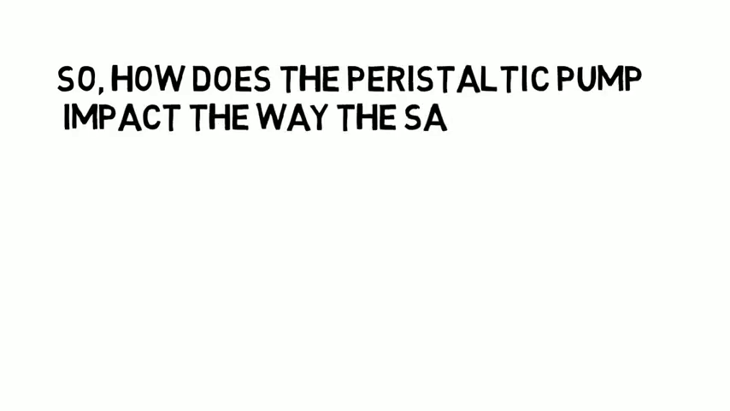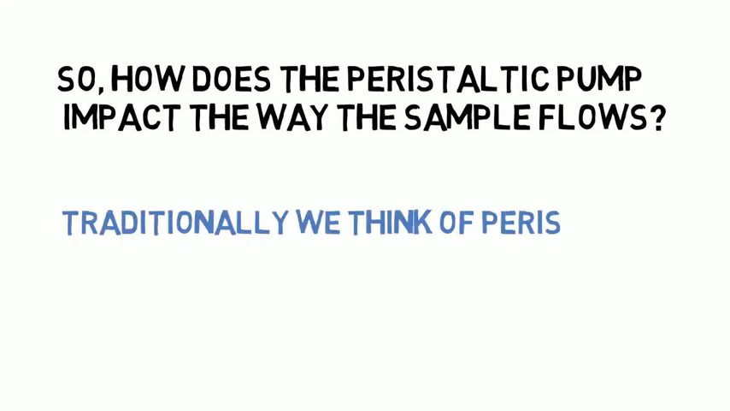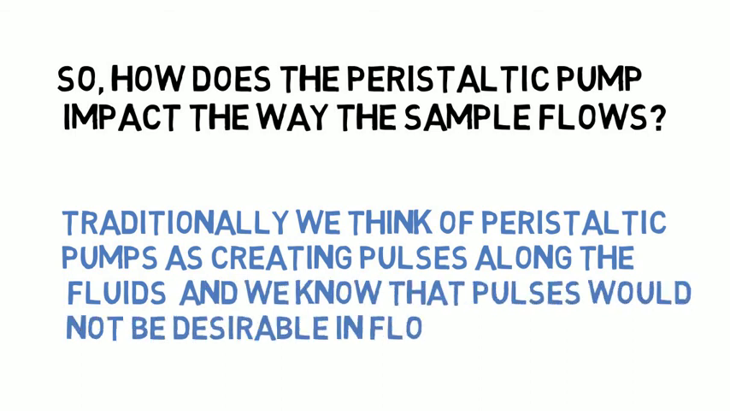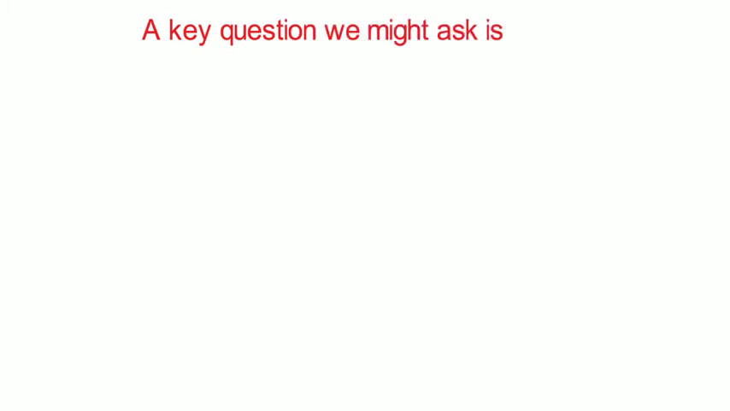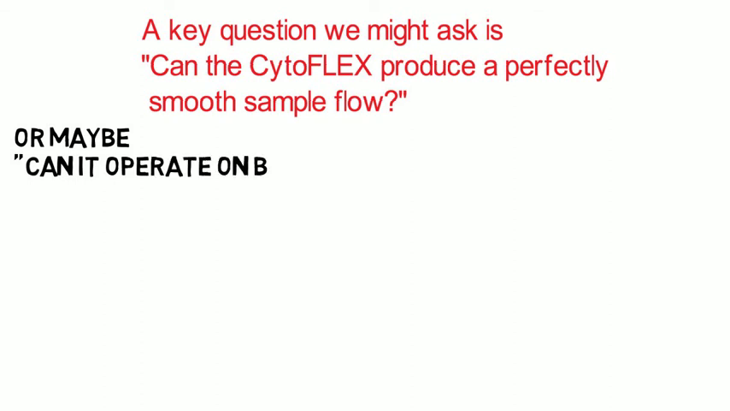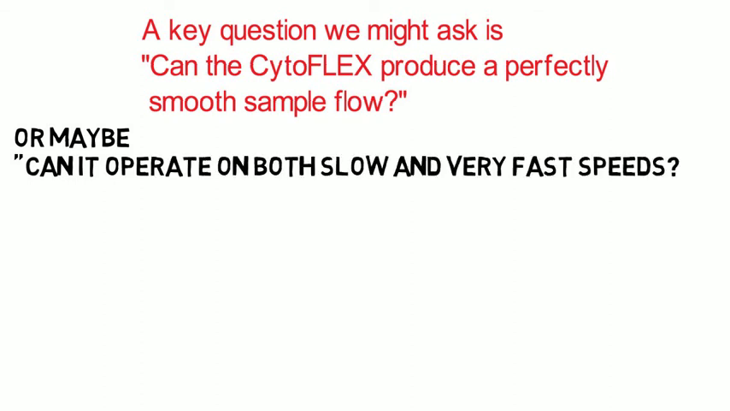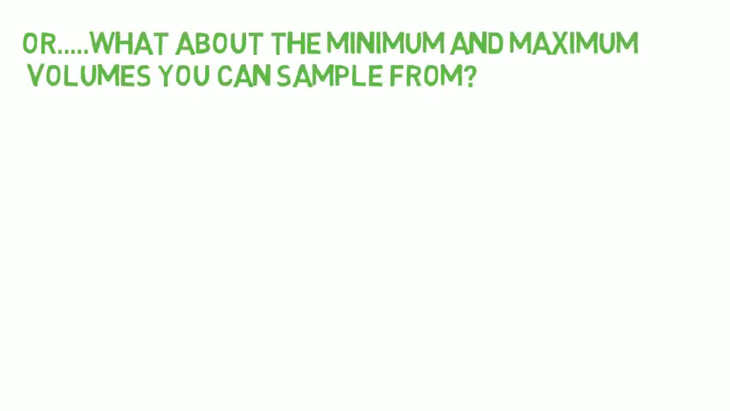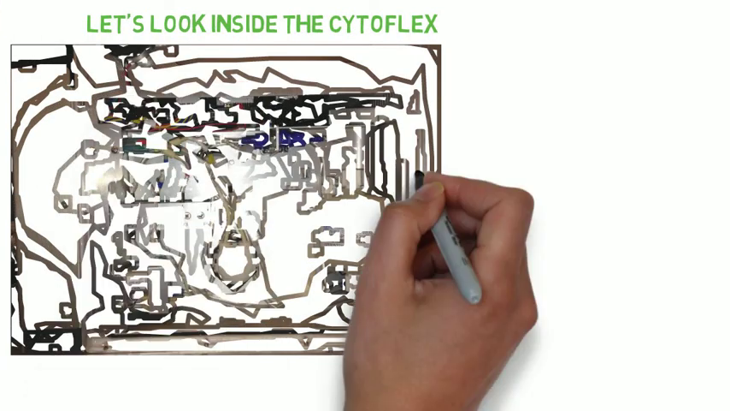So how does the peristaltic pump impact the way the sample flows? Traditionally, we think of peristaltic pumps as creating pulses along the fluid. And we know that pulses would not be desirable in flow cytometry. So key questions then might be, can the CYTOFLEX produce a perfectly smooth sample flow? Can it operate in both fast and very slow speeds? What about the minimum and maximum volumes that you can sample from? All these are legitimate questions that should be asked of any system.